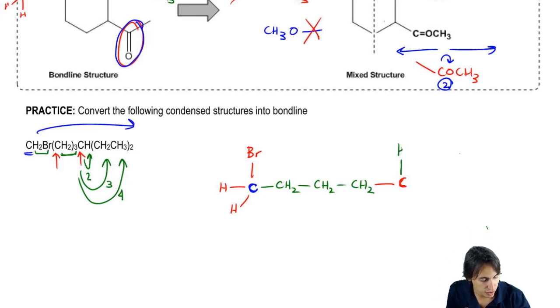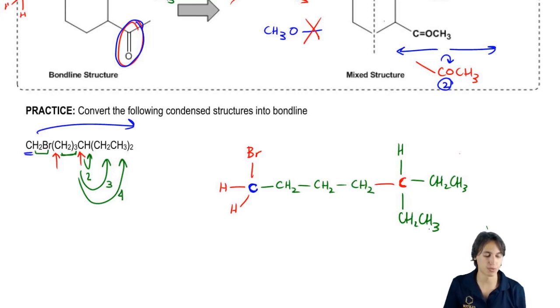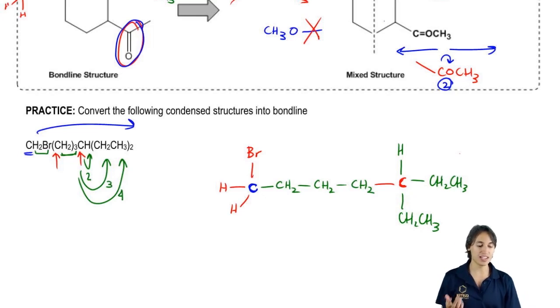I have H, then I have CH2CH3, that's my 3rd bond, and then I have CH2CH3, and that's my 4th bond. Cool, right? So I know that it's a little bit tricky, but if we go step by step, it becomes easier. Now that I have this drawn out, it's way easier to go to bond line.